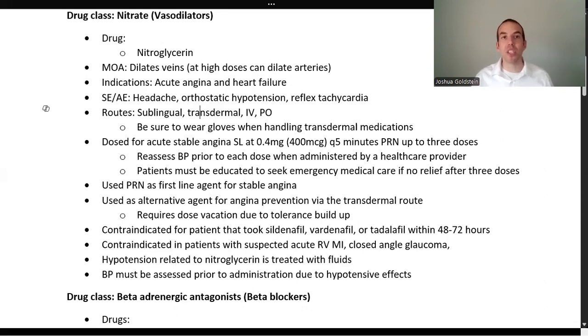So far we talked about angina treatment for acute. I have that chest pain. My heart is becoming ischemic because the demand is increasing, is higher than the supply.